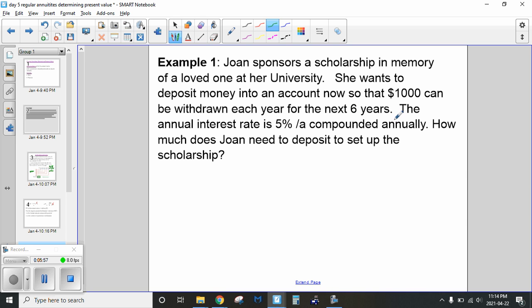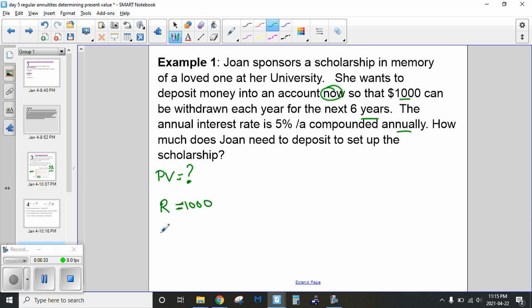The annual interest rate is 5% per annum, compounded annually, so no adjustments need to be made. How much does Joan need to deposit to set up the scholarship? So how much does she have to put in now? That's her present value that we don't know. She's hoping to have $1,000 available every year for 6 years. So that's the regular part of this scenario.